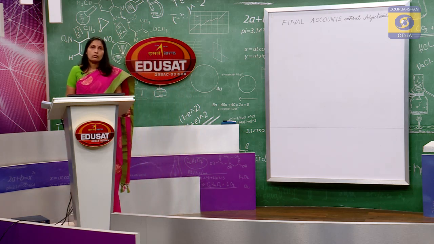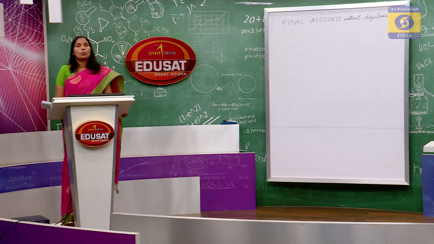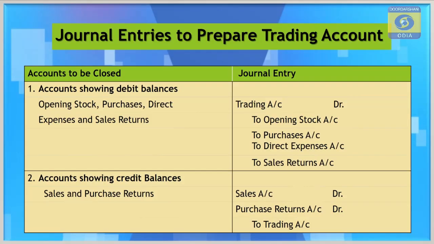Now let's take a look at which are those entries. Some accounts show debit balances. So which accounts shall we take into consideration? We will take the opening stock, purchases, direct expenses and sales return.